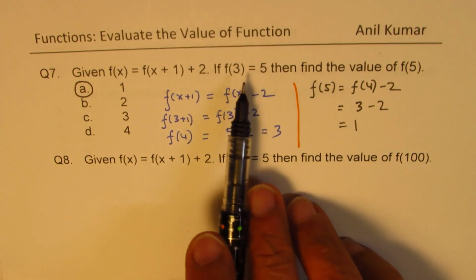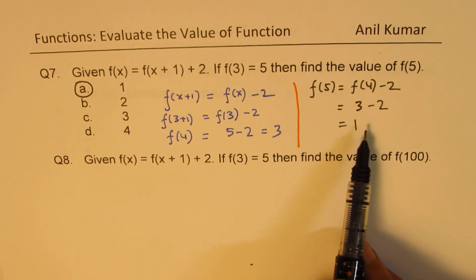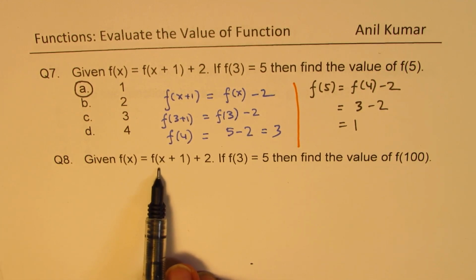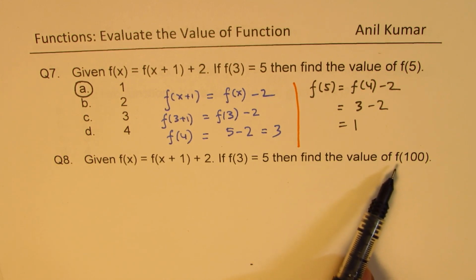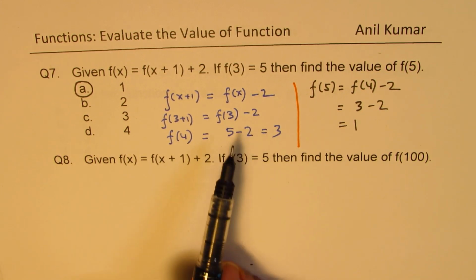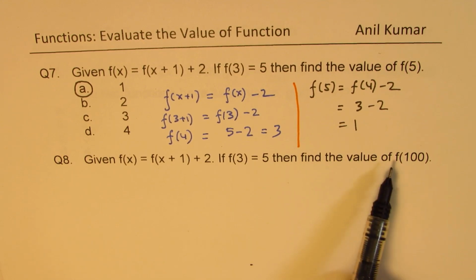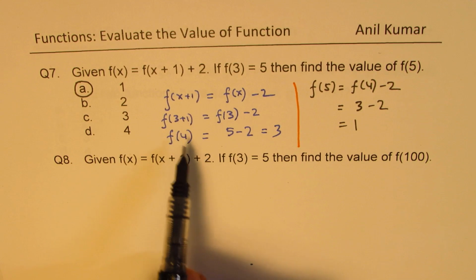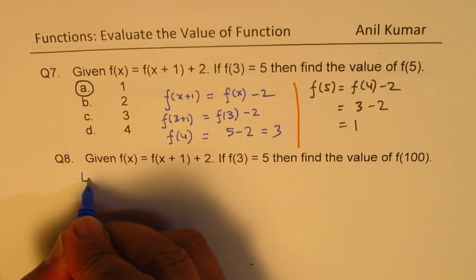So if the values are very close by, as we had, it was simpler to use this method and get the solution. However, if the question is something like this, given f of x is f of x plus 1 plus 2, if f of 3 is 5, then find the value of f of 100. Well, you cannot go on with this method. You need to have a formula here, correct? So we need to work out a formula. So how do we figure out what should be f of 100, right? So now we know it's a linear function. So basically we see it's a linear function, right?